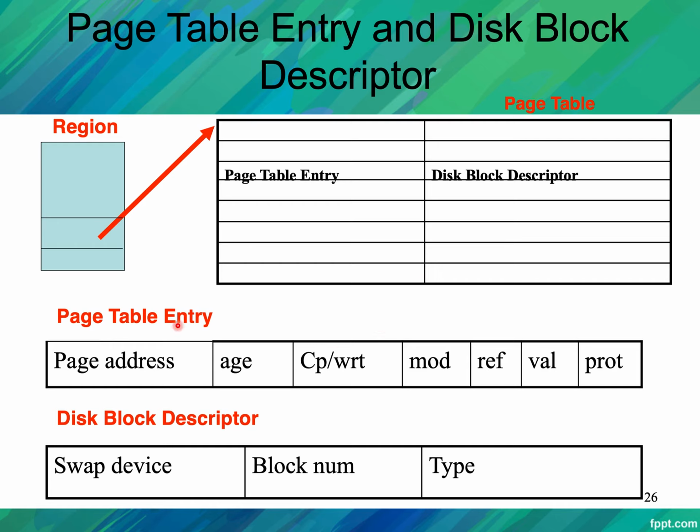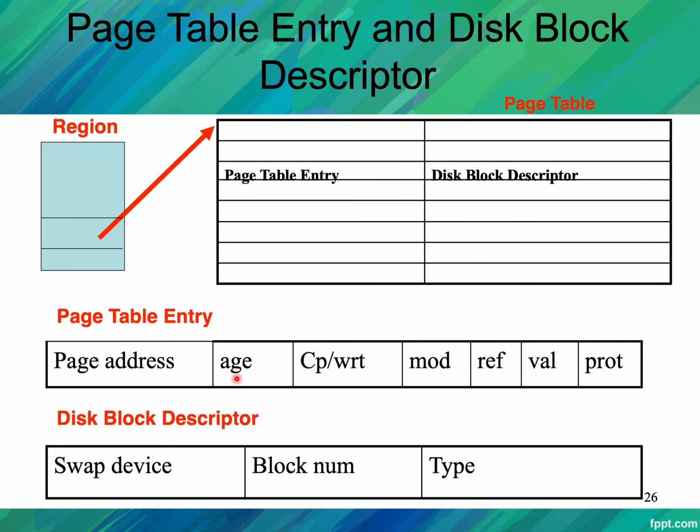So this is a data structure description or data structure visualization. Every process will have a region, and then we have a page table for every process. The page table will have two entries. One is the page table entry, another one is the disk block descriptor. The page table entry will have information like the page address, so where the page is located, and the age of the page. Age means how long that particular page is spending time inside the primary memory.